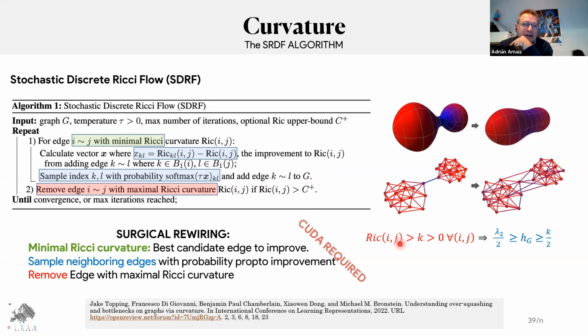But what is important is that all edges have a Ricci curvature greater than k. So what happens is that we increase significantly the bottleneck, which is very important especially in heterogeneous cases, that is, heterophilic graphs.